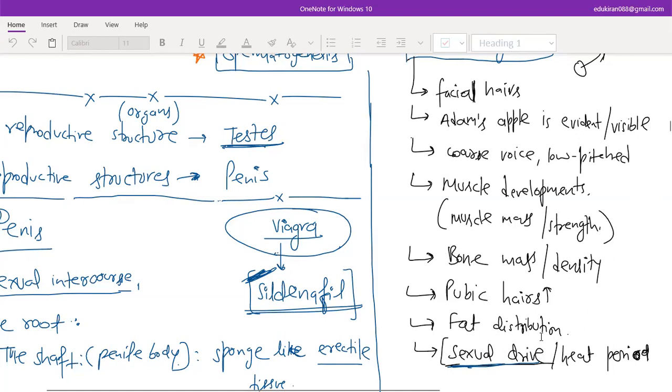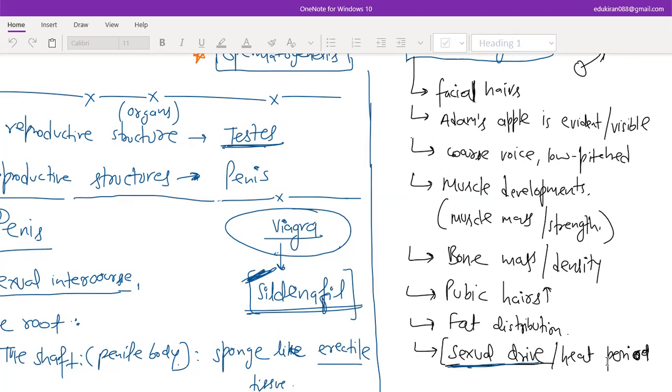All this sexual drive is the behavior in which the males, after sexual maturity, come into the heat period. For other animals, we use the word heat period. You know that many animals are seasonal breeders. What do you mean by seasonal periods? I could not understand you. Come again.